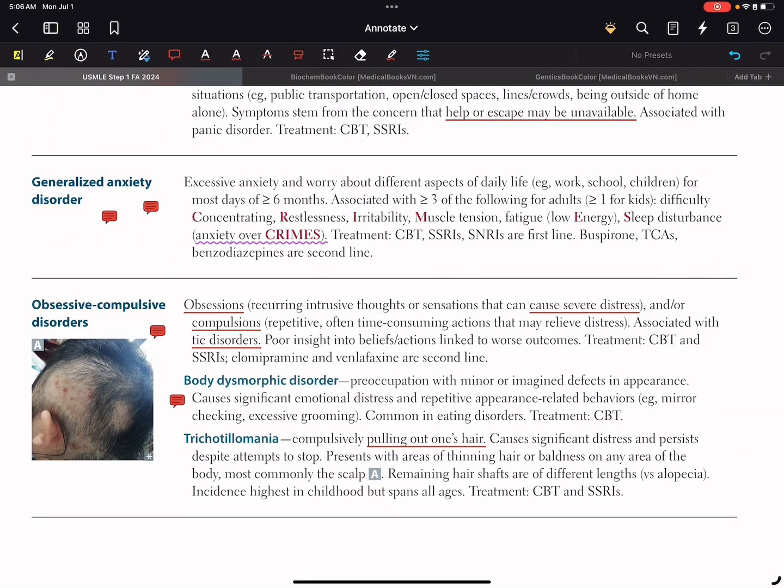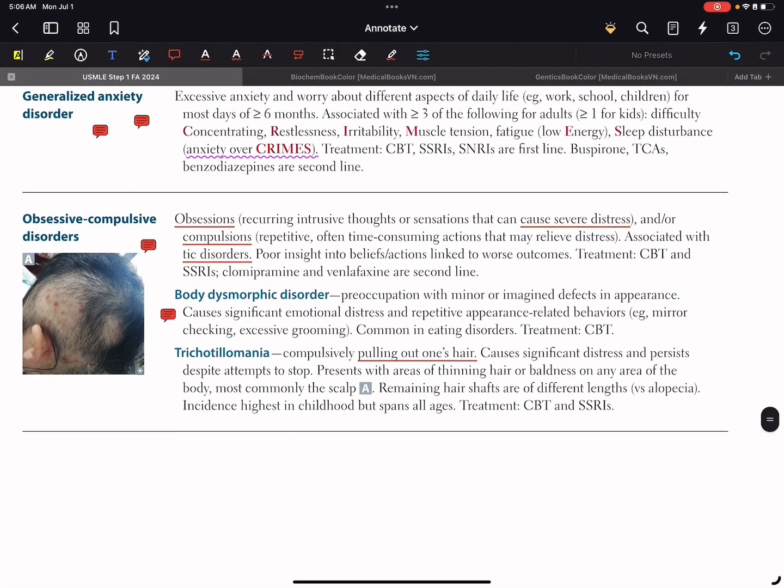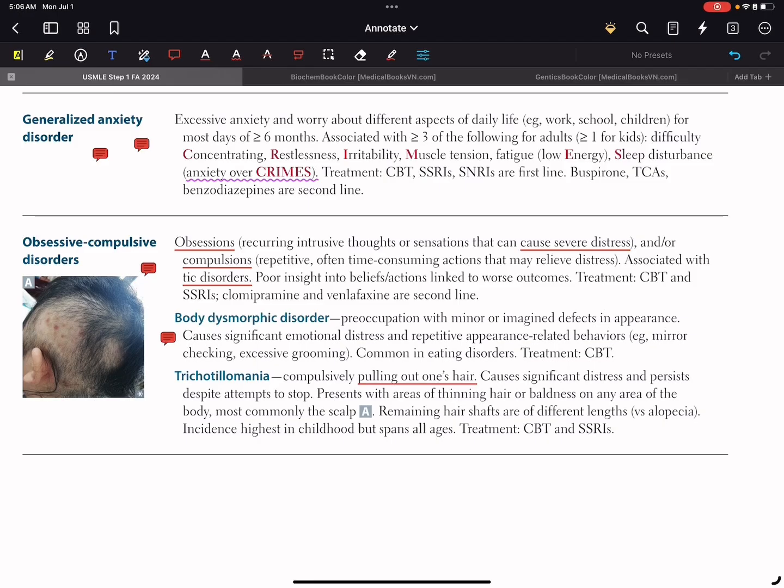Okay, generalized anxiety: excessive anxiety and worry about different aspects of life, for school children, on most days for more than 6 months, with more than 3 of the following for adults, and more than 1 for kids: difficulty concentrating, restlessness, irritability, muscle tension, fatigue, low energy, sleep disturbance. Treatment: CBT, SSRI, SNRI are first line. TCAs and benzodiazepines are second line.